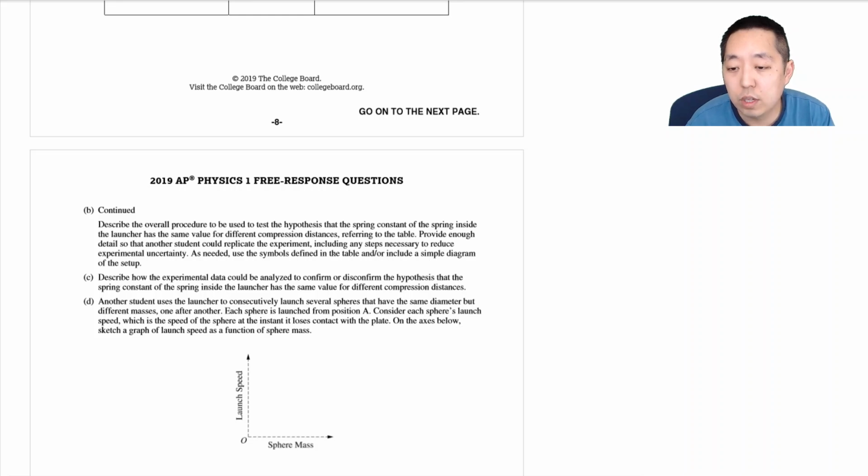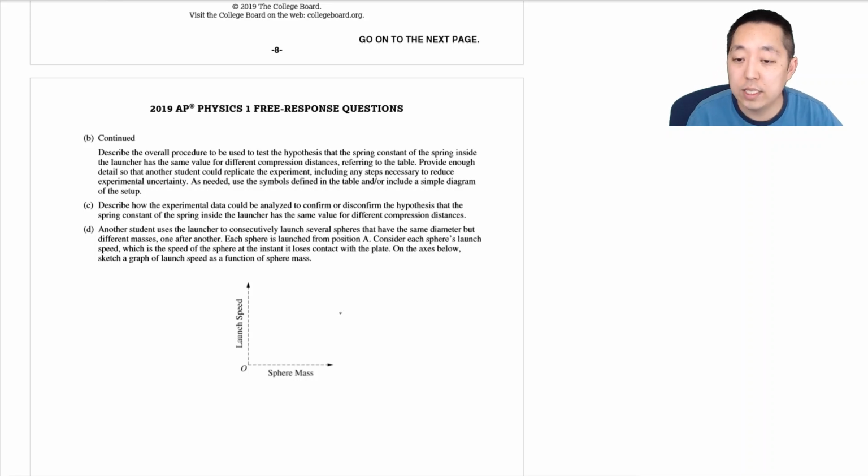Another student uses the launcher to consecutively launch several spheres that have the same diameter but different masses, one after another. Each sphere is launched from position A. Consider the sphere's launch speed, which is the speed of the sphere at the instant it loses contact with the plate. On the axis below, sketch a graph of the launch speed as a function of the sphere's mass. Because it's the same position A, it's the same amount of energy being stored up every time. So let's just call this a constant, some energy E, equal to 1/2 mv squared.